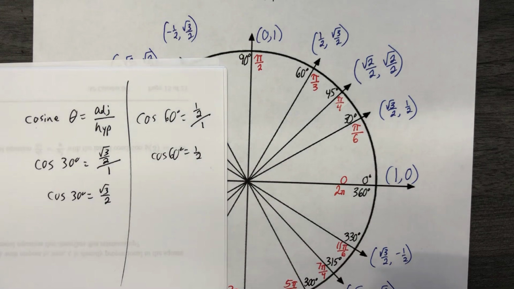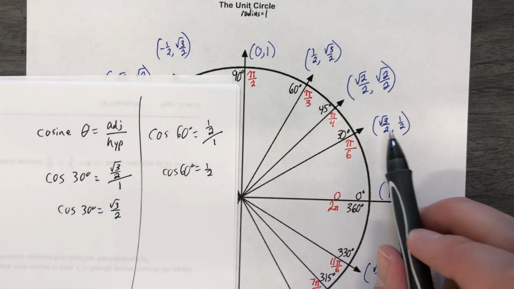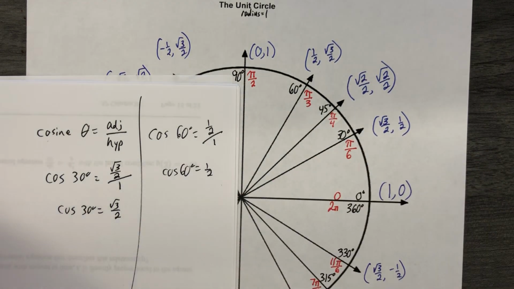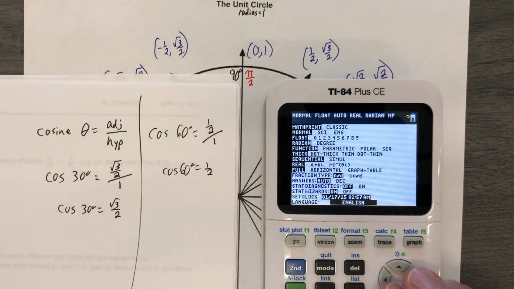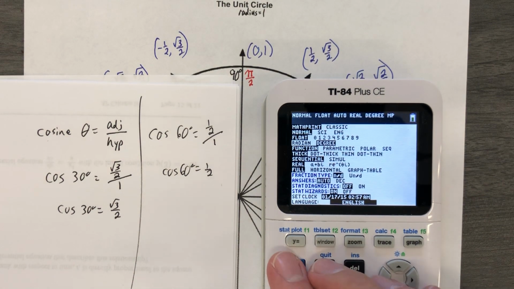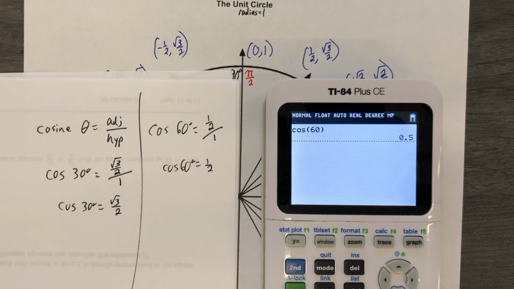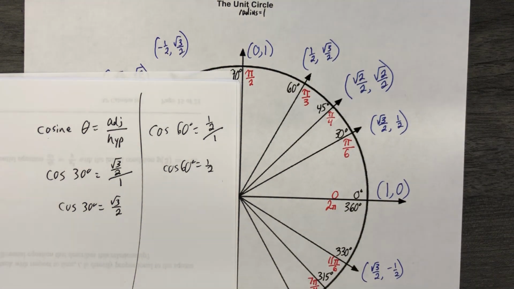This is not a proof, but it's a really good demonstration that the cosine is going to be square root of 3 over 2 for 30 degrees, or 1/2 for 60 degrees. Check it out, for real. It's kind of cool. If I am in degree mode, and I want the cosine of 60 degrees, 1/2. Who knew? Isn't that great? Cosine of 30 degrees is square root of 3 over 2. Told you.